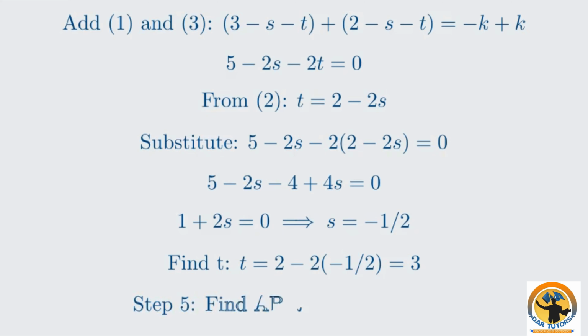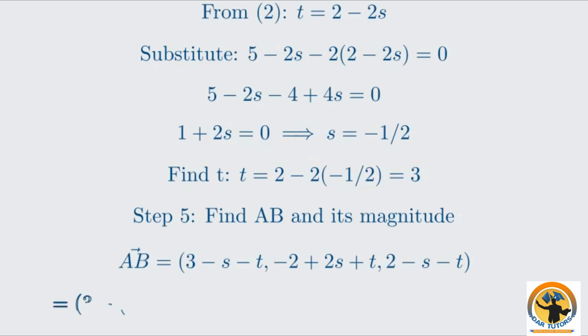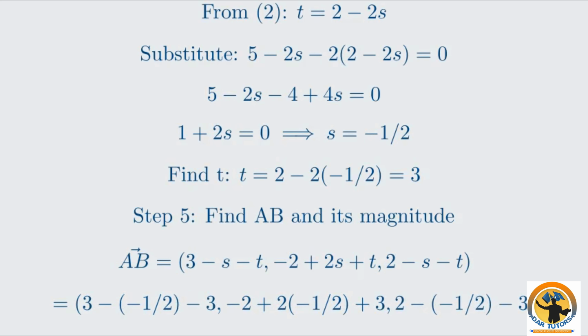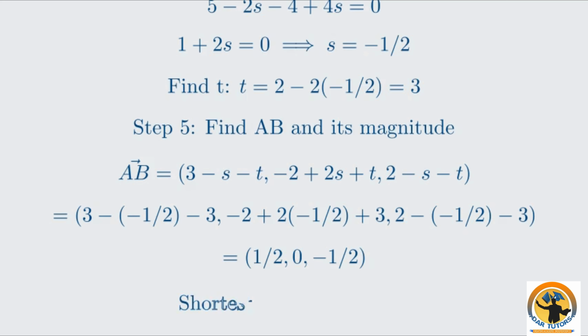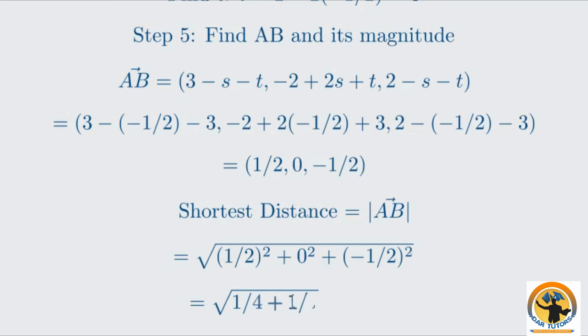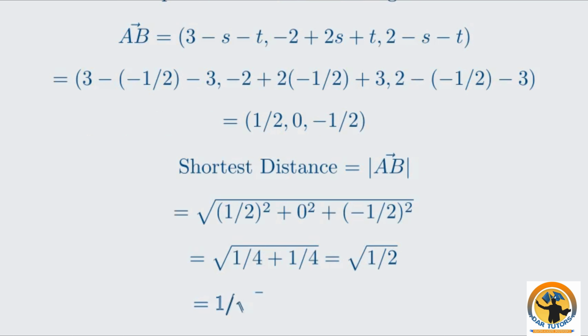Step 5. Find the vector AB and its magnitude. Now we substitute s equals -1/2 and t equals 3 back into our expression for AB. This gives us the vector (1/2, 0, -1/2). The shortest distance is the magnitude of this vector. The magnitude is the square root of (1/2) squared plus (-1/2) squared, which simplifies to 1 over the square root of 2, or root 2 over 2 units.